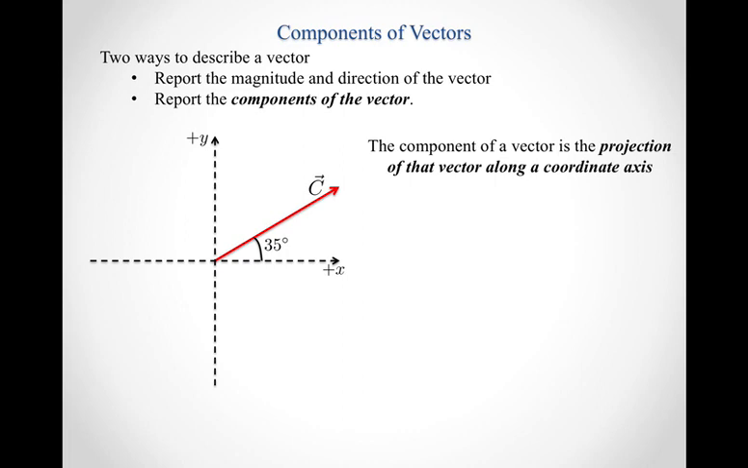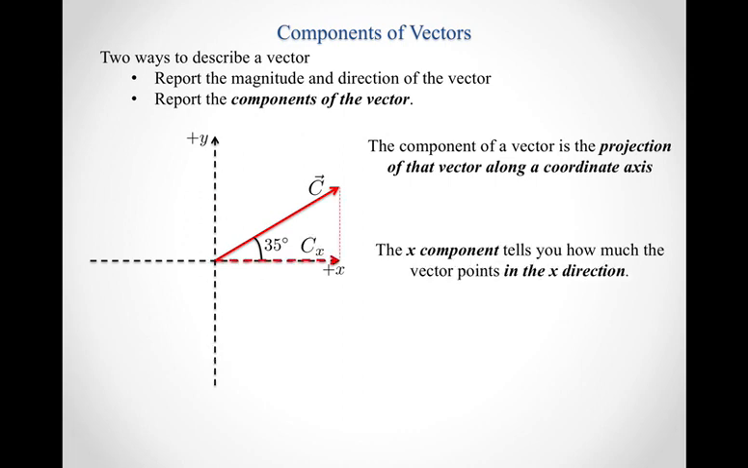So what does that mean? Well, notice that here we've got two axes, right? We've got the x-axis running left and right, we've got the y-axis running up and down. So what the x component of vector c is going to tell us is how much vector c points in the x direction. In terms of having said that the x direction represents left and right, it's going to say how much does vector c point left or right.